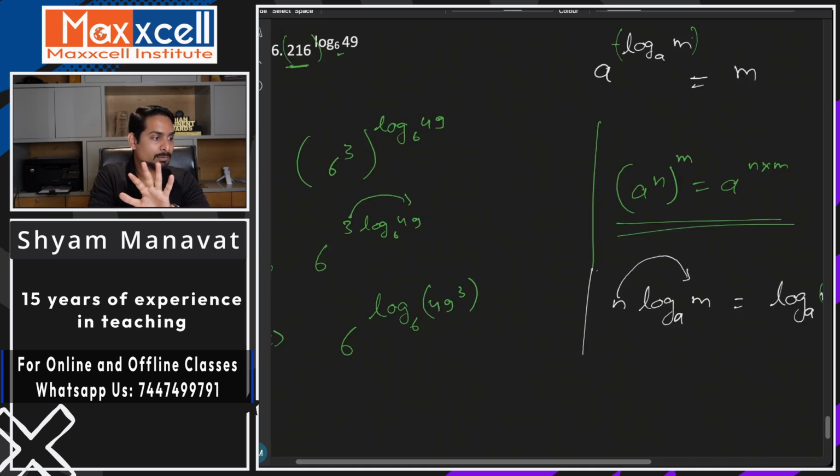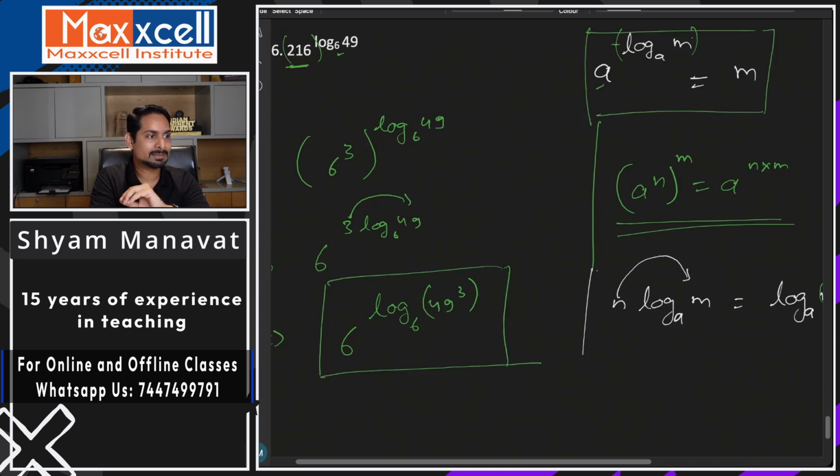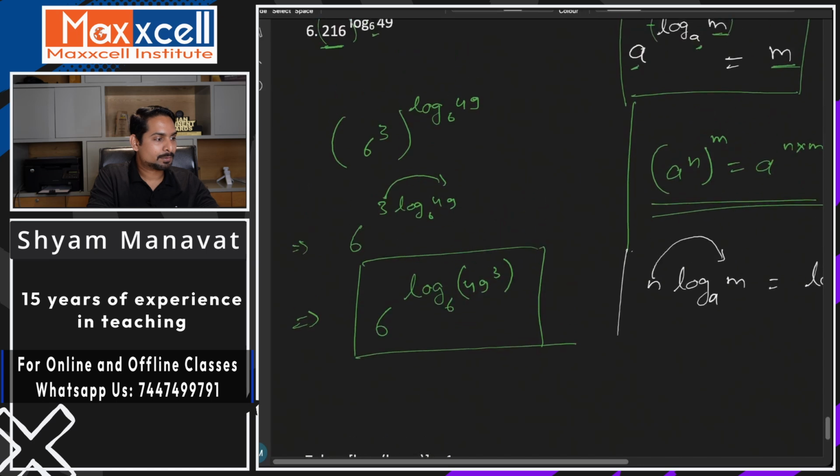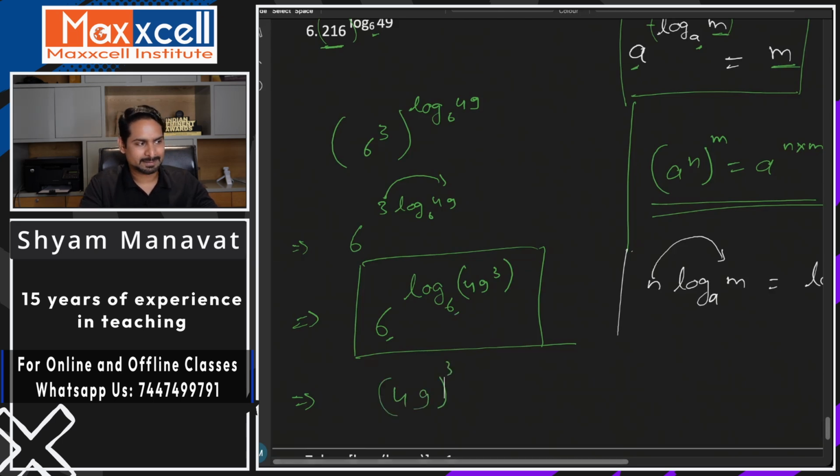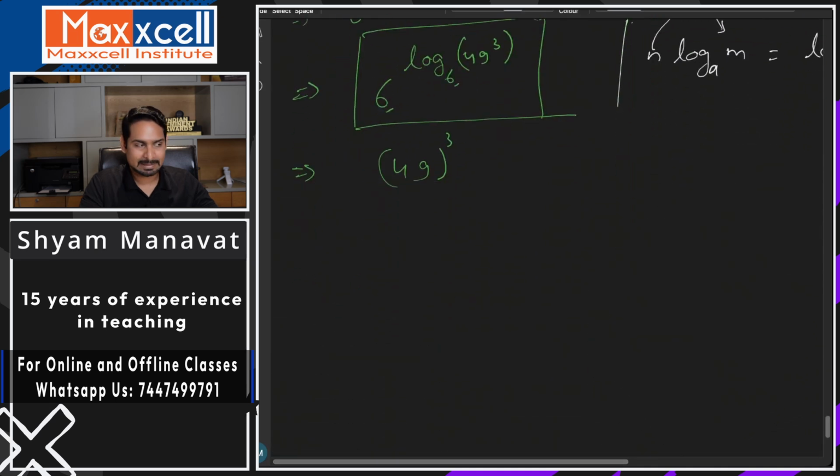Now are you able to compare this term with the property of log, that the base here and the base of the log are the same? So this m will be the outcome directly. This number and this base are the same, so the outcome will be 49 cube. Did you understand? Now you can see in the options, if it is directly 49 cube, that's fine. If not, then you need to simplify this and then match with the options.